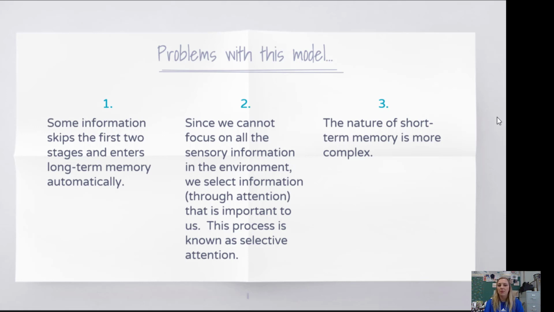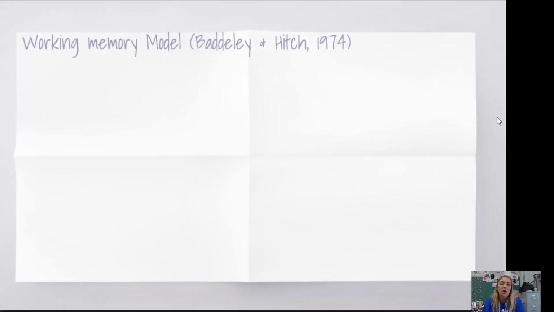The third problem with this model is that short-term memory is a lot more complex than just your conscious awareness, right? We know that we can do multiple things at once in our short term, and we can remember certain things while also doing other things. And that's why we need a little bit more of an expansive model of short-term memory. And that model came from Baddeley and Hitch, which is the working memory model.